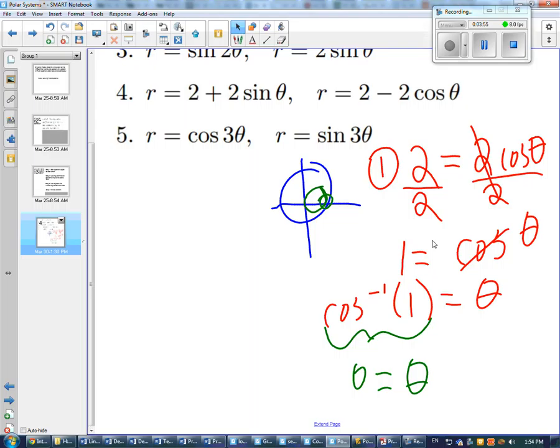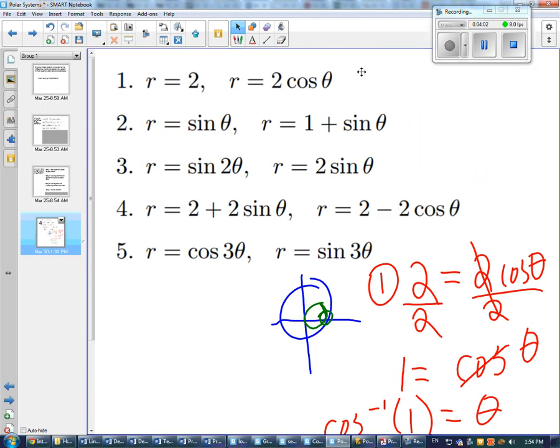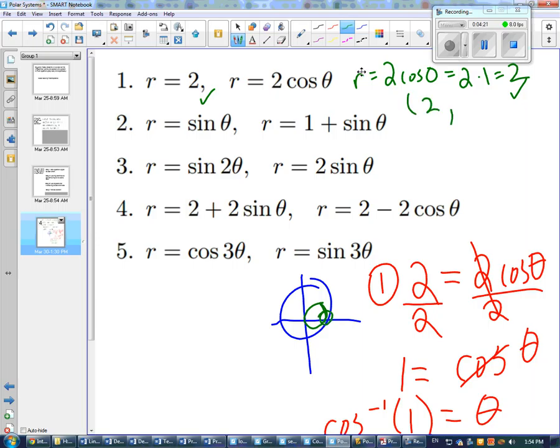Now, remember, polar coordinates have an r and a theta. So what I want to do is go back and put theta into the equation. If theta is 0, then the cosine of 0 is 1. So r equals 2. And you notice, same r value. So the point of intersection for number 1 is at (r, theta), or (2, 0), which makes sense based on my picture, right? If I look at my picture, that point is the point (2, 0).